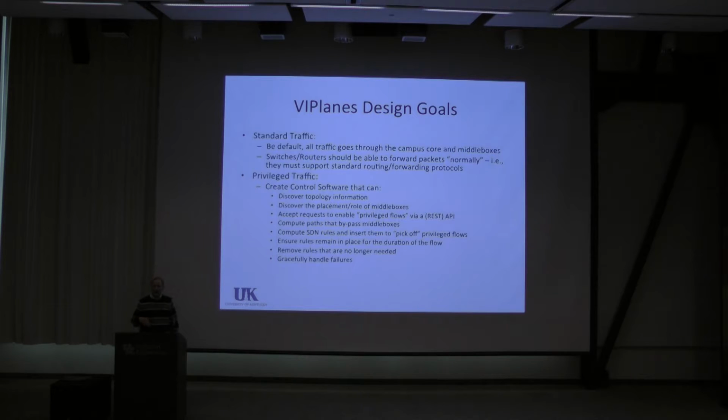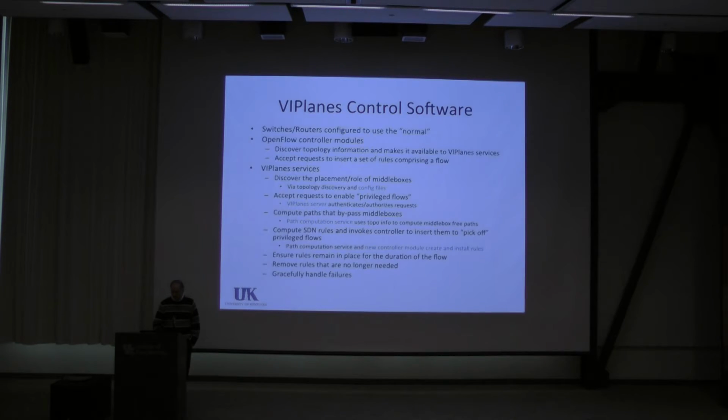So the VIP lanes software does a lot of this, and I'm not going to be able to go into the details of how it does that. We've actually added several features to this. One is that we have config files that we currently use to identify what are middle boxes. Ideally, we'd like to be able to discover this dynamically. It's currently difficult, but we use config files for that.